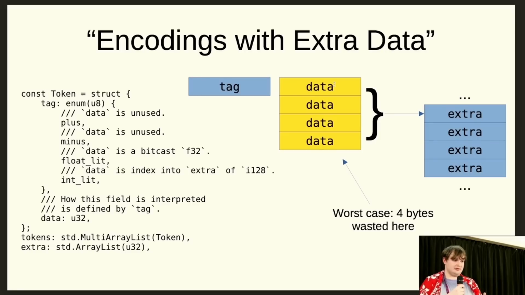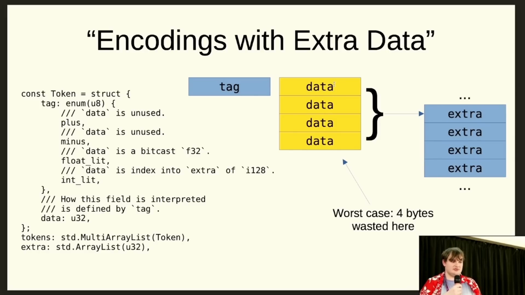So this is an example of the token thing from the previous slide. So for storing 1 token, what you have is you have your tag. That's always there, and that's always meaningful data. And then you have that 4-byte piece of data. If your tag is plus or minus, that is wasted space. You waste 4 bytes. Sucks, but there's not much we can do there.